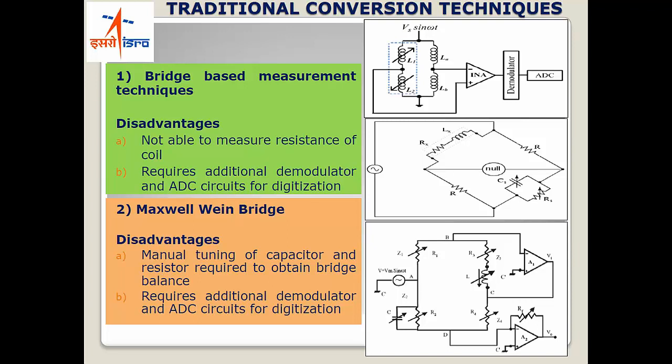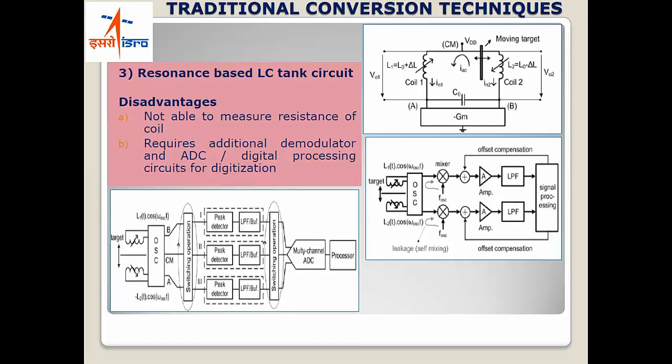So there are a lot of other circuit components involved in these schemes. This is a modified Maxwell-Wien bridge scheme for obtaining the inductance as well as resistance and to take care of the stray capacitances. But it also requires manual tuning of the capacitances and resistances to obtain the bridge balance, and requires additional demodulator circuits again.